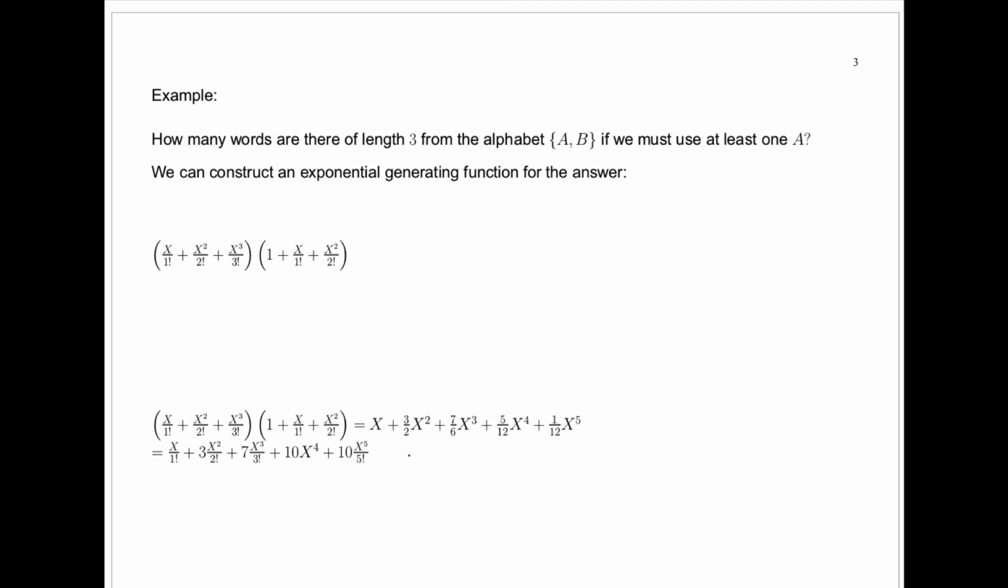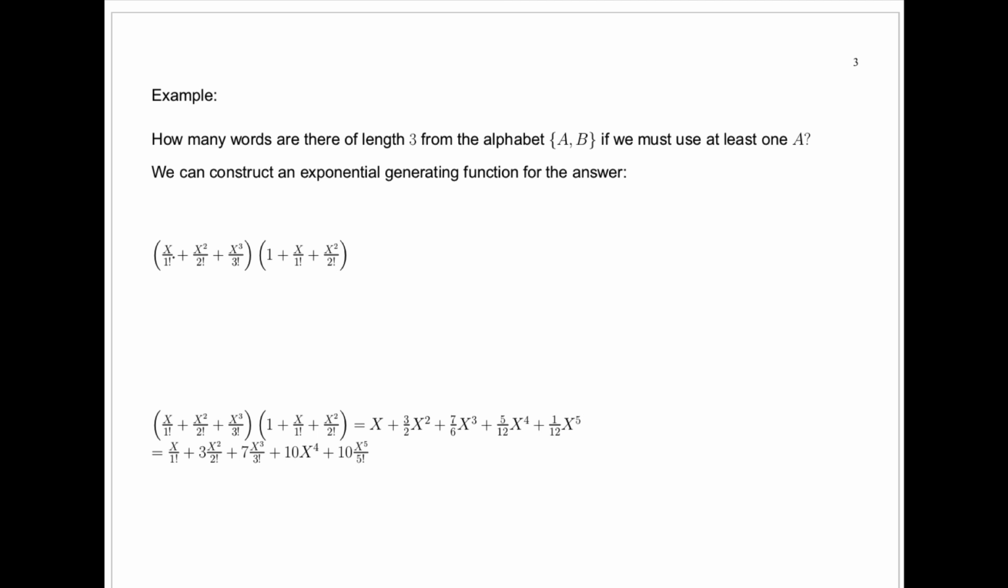Let's look at now a much simpler example. How many words are there of length 3 from the alphabet with just 2 letters, A and B, if we have to use at least one A? Well, we can construct an exponential generating function for the answer. We're going to call these things exponential generating functions, and we'll see in a minute why we use that name. For the A's, we have to use at least one, so there's not going to be a term 1 here, which represents 0 A's. It'll be either 1 A, 2 A's, or 3 A's.